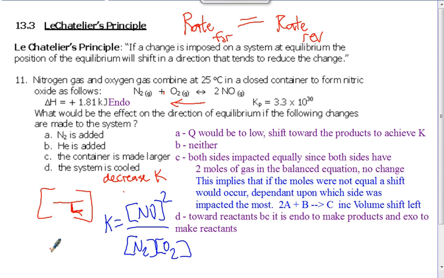And so whether a reaction's endo or exothermic can help us predict what would happen to the equilibrium constant.